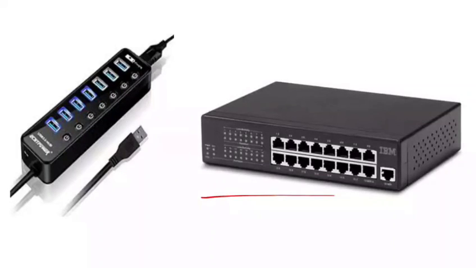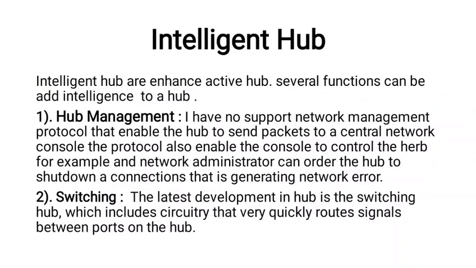It is a hub which has a processor, and with the help of that processor, that device directly operates on and amplifies the signal which we receive from the server. Now next is the intelligent hub. This is another type of hub, which is divided into two types.